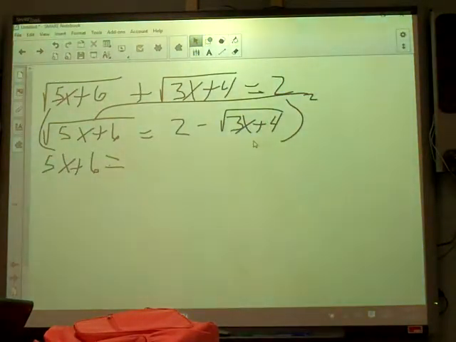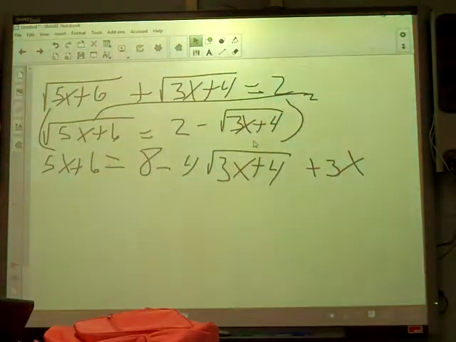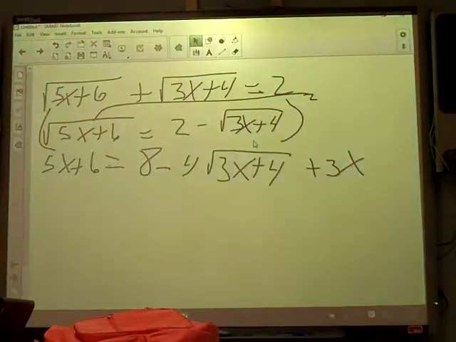So we've got 5x plus 6 is equal to 8 minus 4 square root of 3x plus 4 plus 3x. Alright, so what we were trying to do on that line was isolate, get rid of the radical on the left. Well, we did. Good job. Pat yourself on the back. But now we got a radical on the right to get rid of. And it's got a lot of extra junk with it.